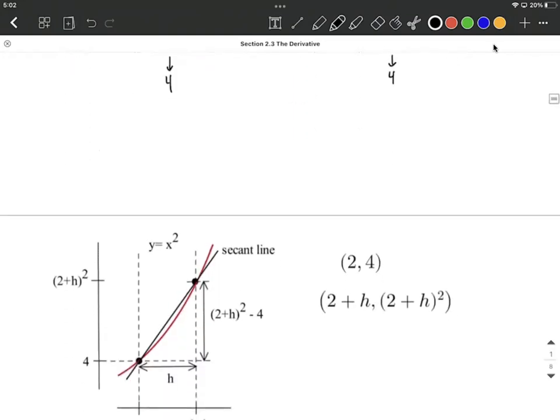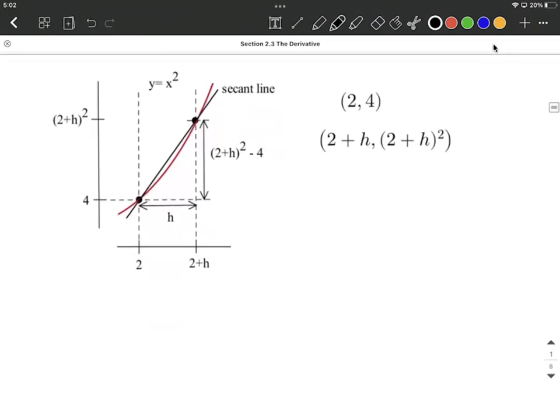Now let's take a look at how we could do this algebraically. Algebraically, we want to think about this as having the point (2, 4), and then taking a second point, which we're going to call 2 plus h, where h is going to be the distance between an x value of 2 and whatever point we're going to utilize.